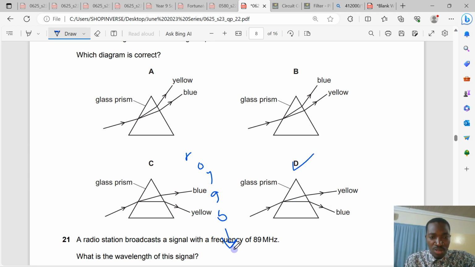You know these colors of the rainbow. That's what we use to know the color that should be at the top in the dispersion of white light. That makes option D the correct answer to question 20.